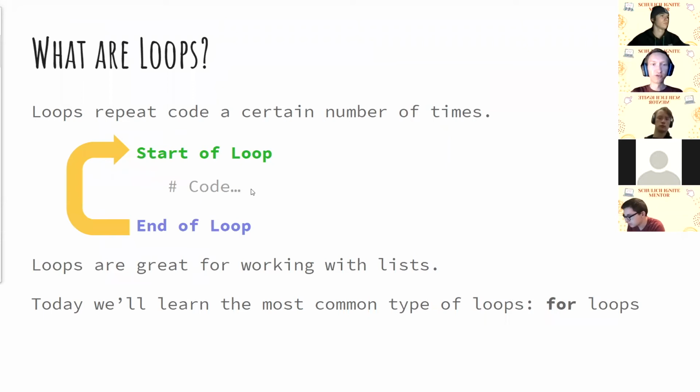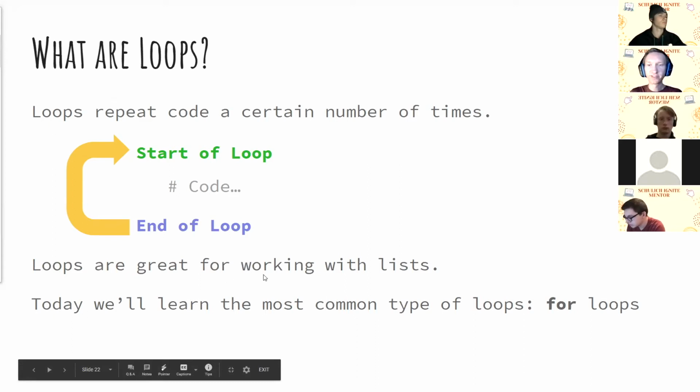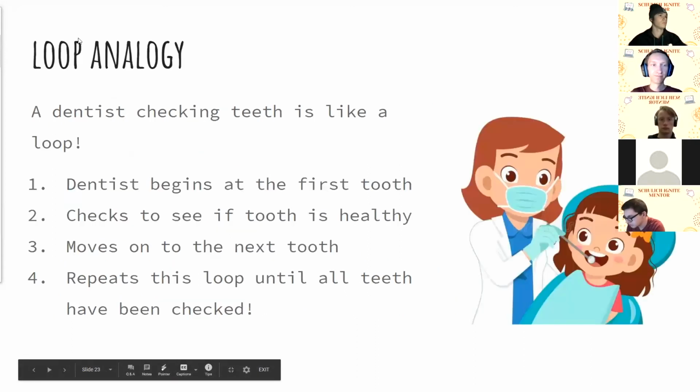So you'll have your code inside of some spot, and then we'll be repeatedly going through it. Loops are going to be good for when we have lists, because we want to do something multiple times, each time with one of the different items in the list. So today we're going to be going through the most common type of loops. That's the for loops, and that's the loop that works very closely with the lists.